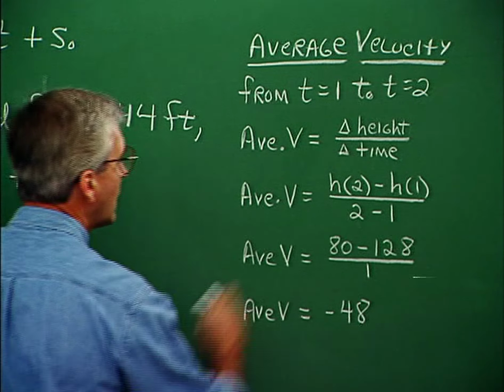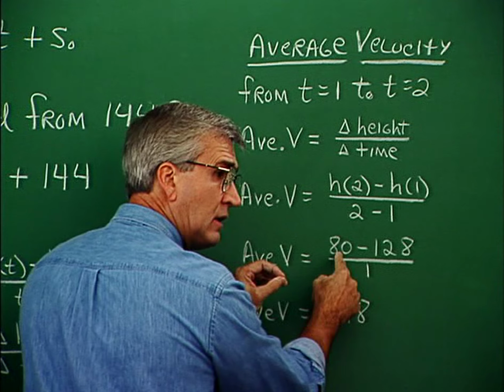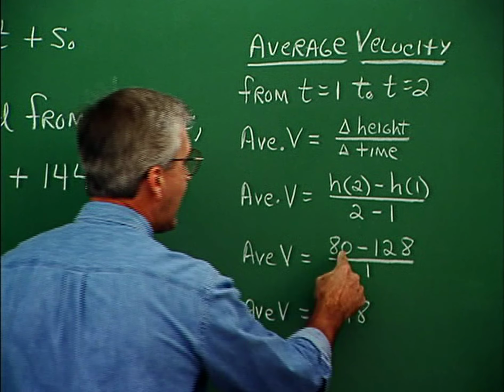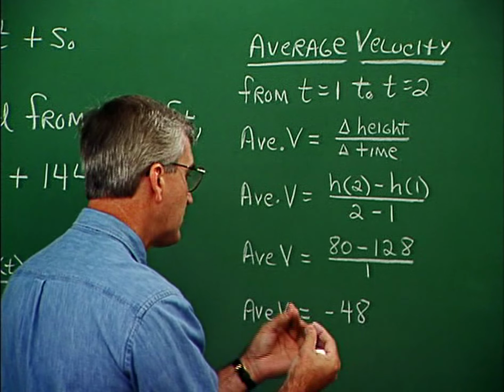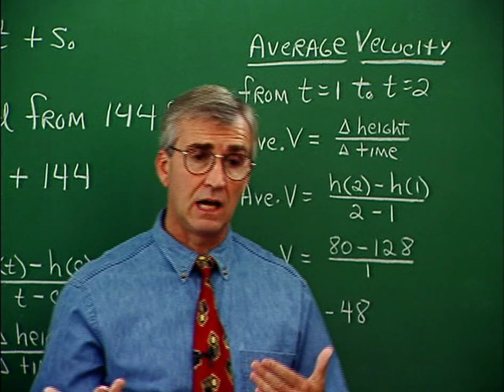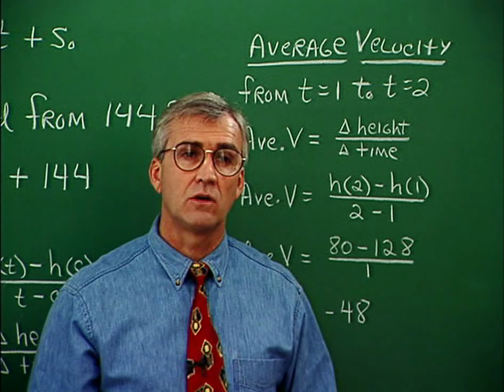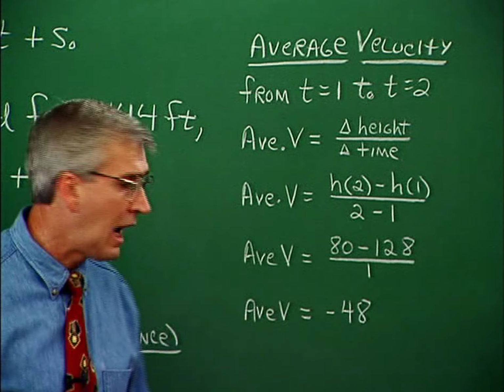Now h of 2, in the h function, we pop in 2 and we find 80. So after 2 seconds of dropping from 144 feet, that object is at 80 feet. And after 1 second, that object is at 128 feet. So 80 minus 128 is negative 48, so the average velocity within that interval is negative 48. Average velocity within the interval. What about the velocity at t equals 1 second and the velocity at t equals 2 seconds? How fast is the object going after 1 and 2 seconds?